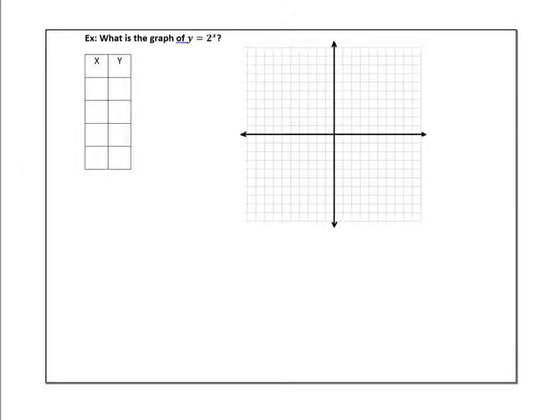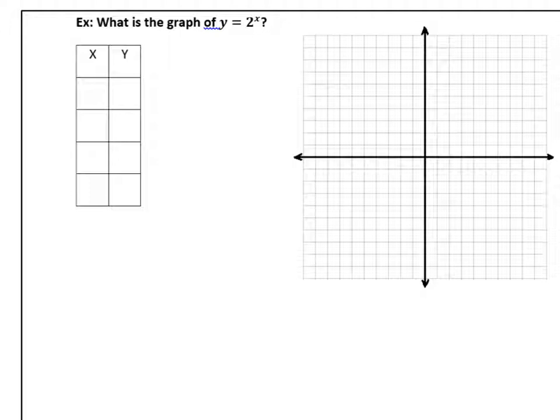So our first example is we're going to graph the equation y equals 2 to the x. So x, the exponent, is what we're going to be plugging numbers in. Now, if I were to plug a negative in, then it would be y equals 2 to the -1. We haven't really touched upon negative exponents, but it is an Algebra 1 skill.